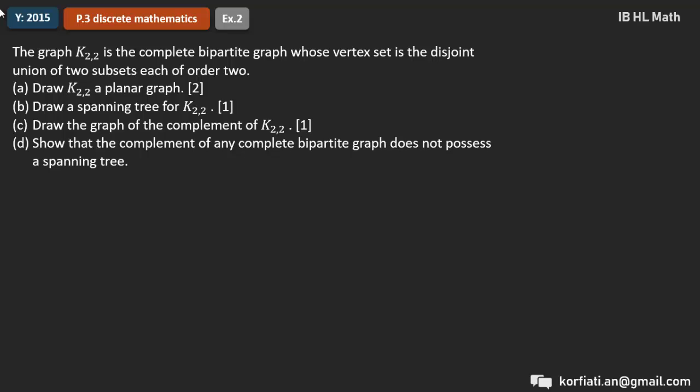It says draw a spanning tree for K2,2. Does K2,2 have a spanning tree? The answer is yes, because it is a connected graph. So let's draw again K2,2, to here, to here. I have something like that. So let's say that a spanning tree is maybe this one, right?